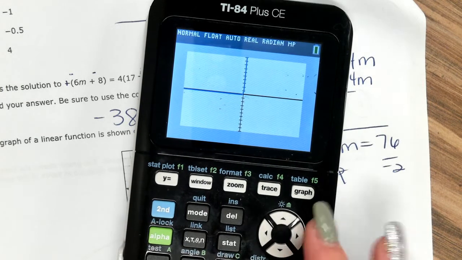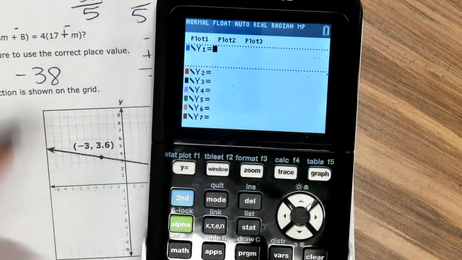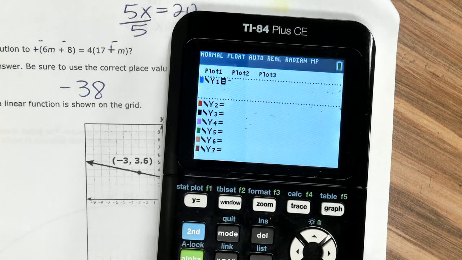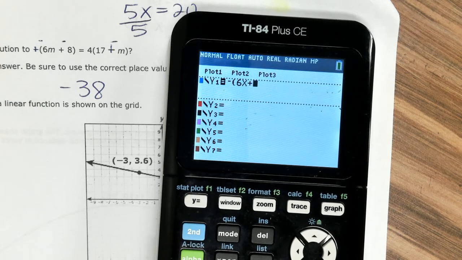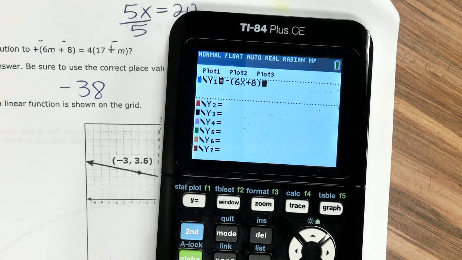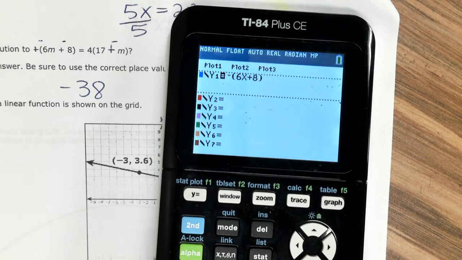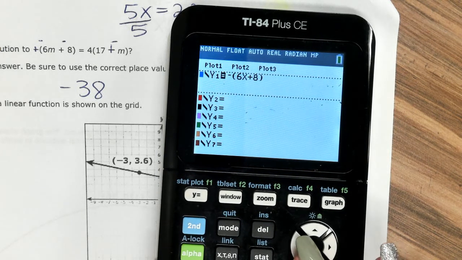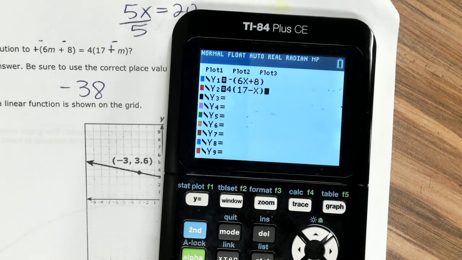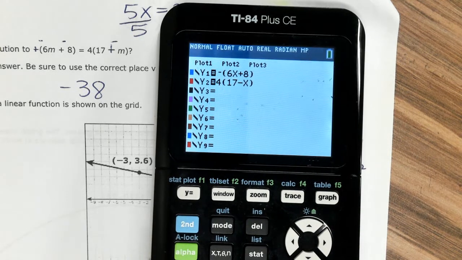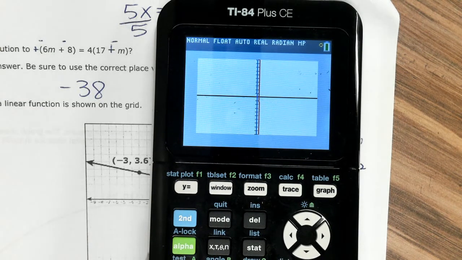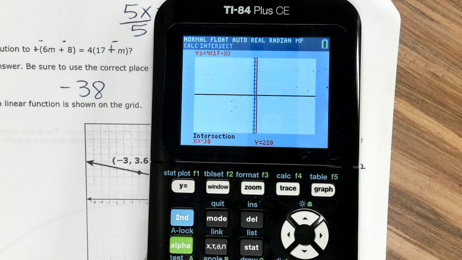Okay, so y'all try that real quick. So you go to y equals, you would put in negative, open parentheses, 6x plus 8, close parentheses. And when you type it in, you're going to type it in the original way, just how you saw it. Okay? Tab down. 4, open parentheses, 17 minus x. Second trace, option 5. Enter, enter, enter.